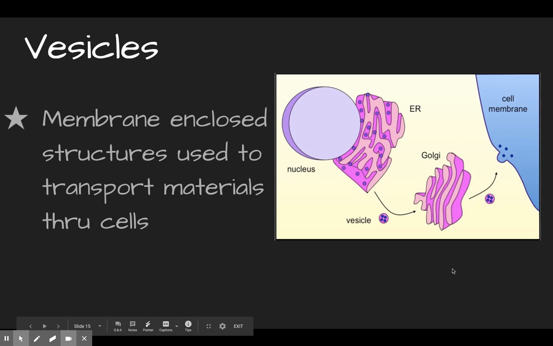So it said that it transports things using vesicles. So what's a vesicle? Well, it's a membrane-enclosed structure that's used to transport materials to the cells. It's exactly how it sounds. It's your mailman. That's essentially what the vesicle is. If the Golgi body is the post office, where things are packaged and gotten ready for delivery, then your mailman comes and picks it up and delivers it, right? That's what the vesicle does. It's the mailman that goes to the Golgi, picks it up, and delivers it to where it needs to go throughout the cell.